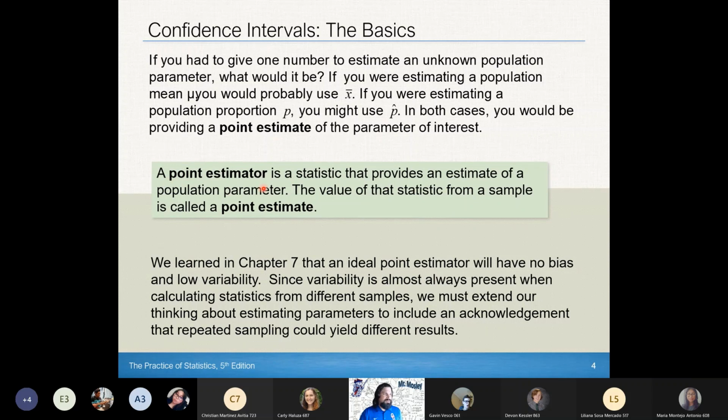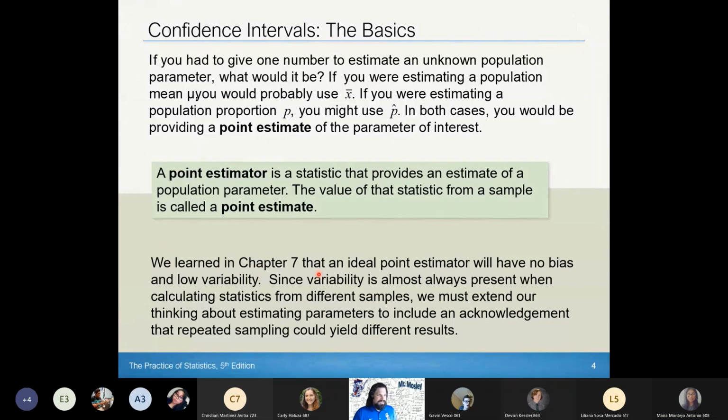A point estimator is a statistic that provides an estimate of a population parameter. The value of that statistic from a sample is called a point estimate. So in our previous example, the point estimator was the sample mean, x bar. The point estimate was 240.79, the value of x bar.